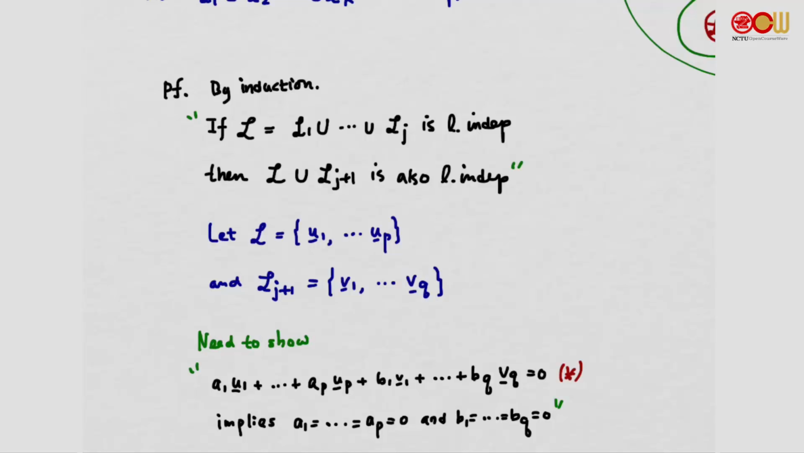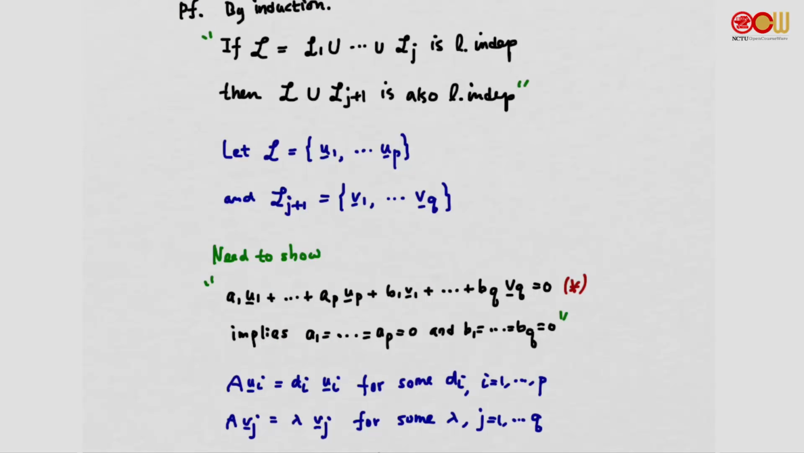So what we need to show is that if we form the linear combination of these u vectors and the v vectors, this linear combination equal to 0 would imply that all the linear combination coefficients are equal to 0. If we can show this, then this means these u vectors and v vectors are linearly independent. So that's what we need to show.